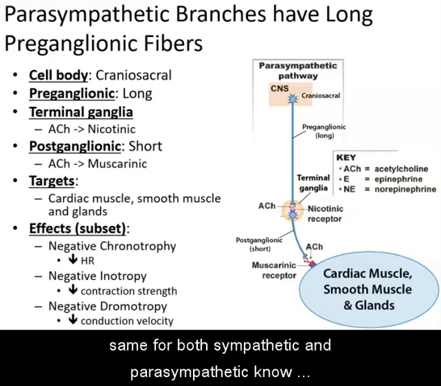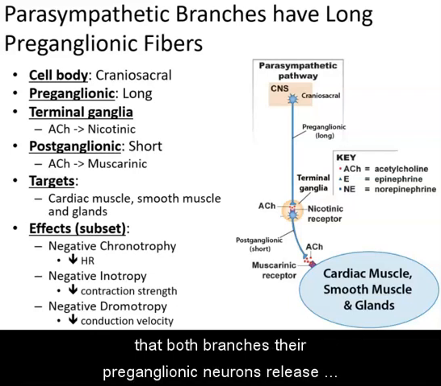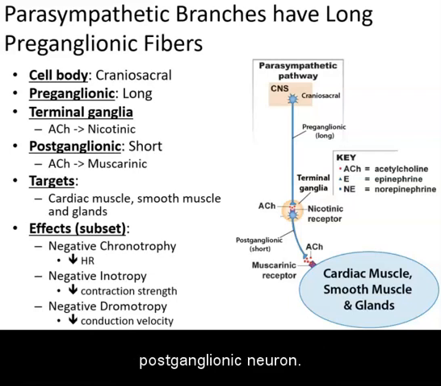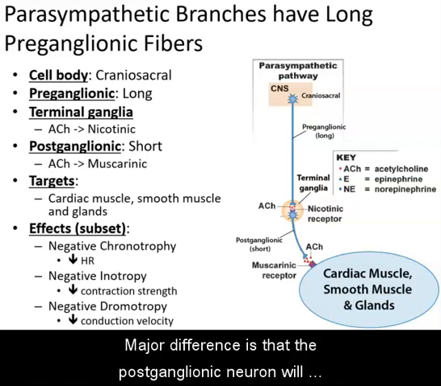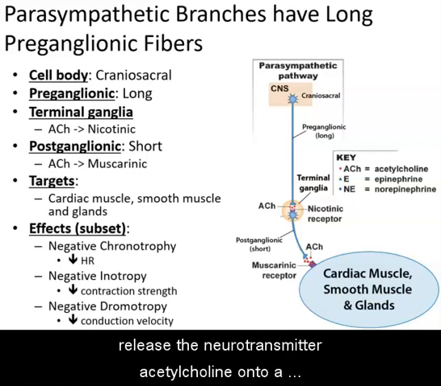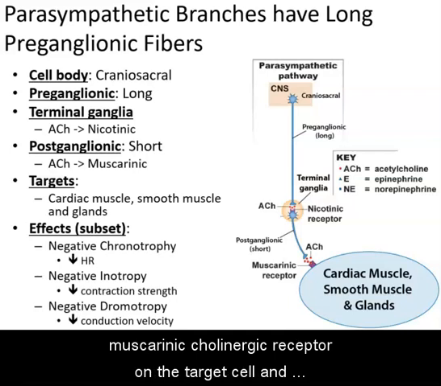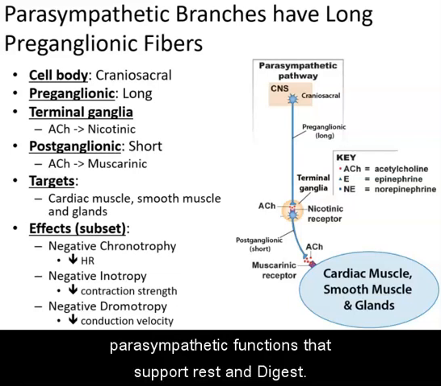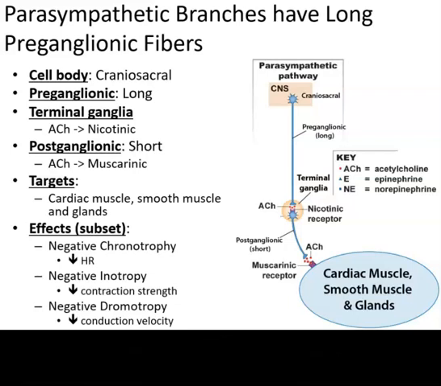We know that both branches, their preganglionic neurons will release acetylcholine onto a nicotinic cholinergic receptor on the postganglionic neuron. A major difference is that the postganglionic neuron will release the neurotransmitter acetylcholine onto a muscarinic cholinergic receptor on the target cell. And again, the target cell will display typical parasympathetic functions that support rest and digest.